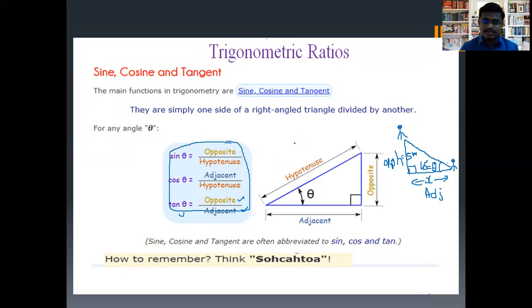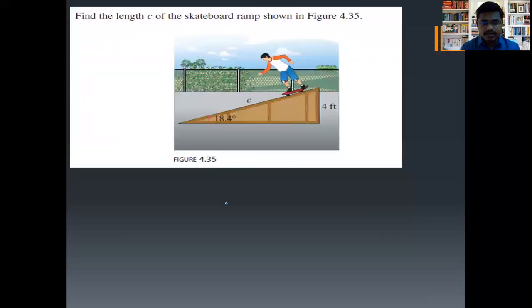So how do we remember these ratios? We have a simple trick to remember them, which is SOH CAH TOA. These are the first letters only: S, O, H, C, A, H, T, O, A. If you just divide, you will come to know the formulas also. So it's very easy to remember. Okay, let's do one question on it.